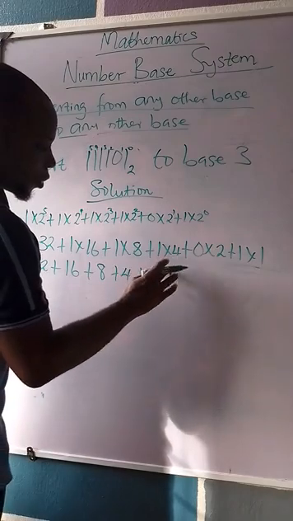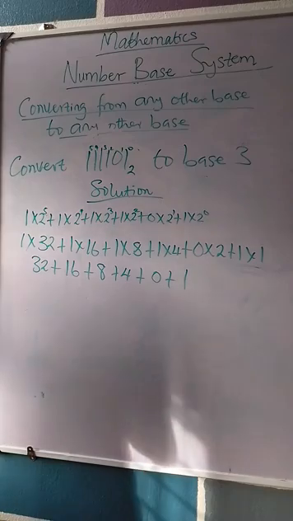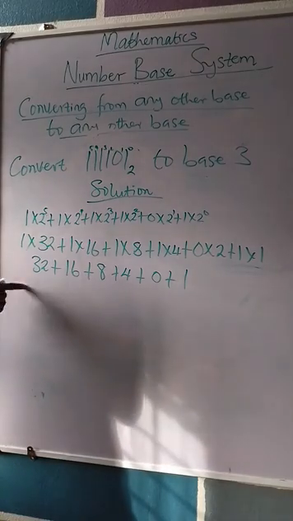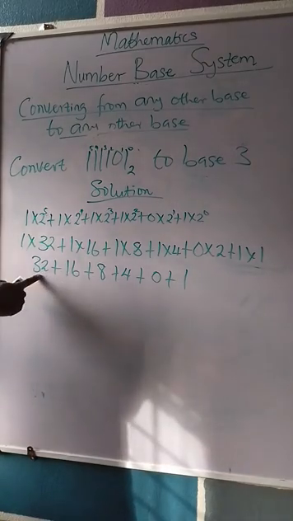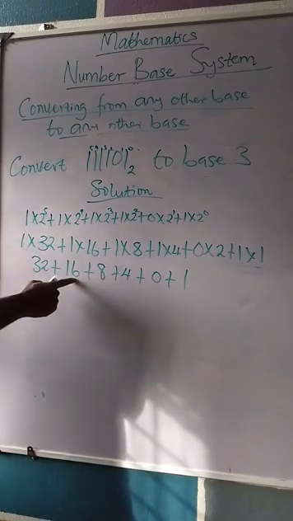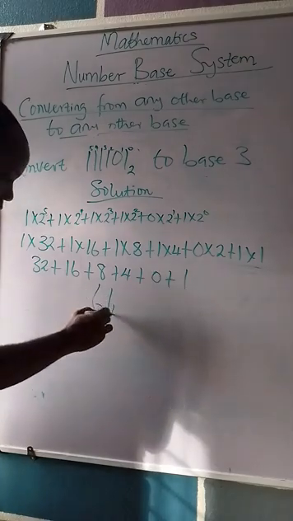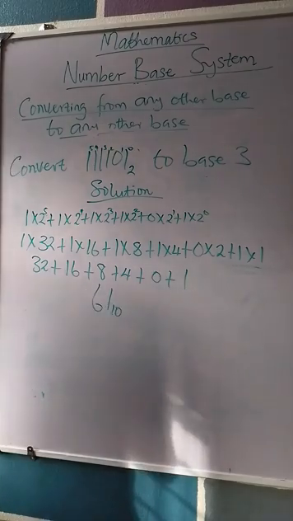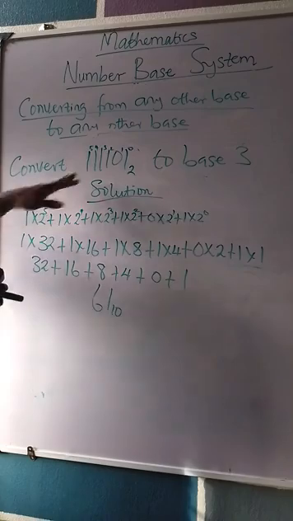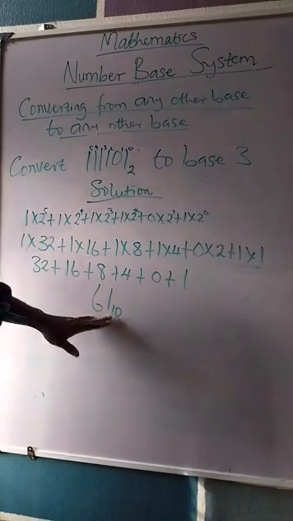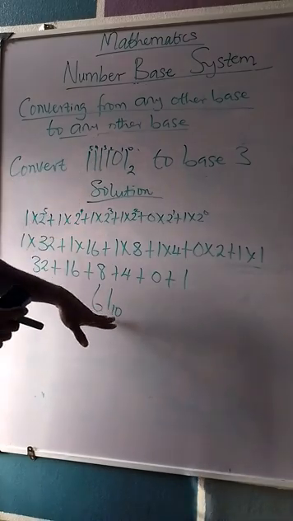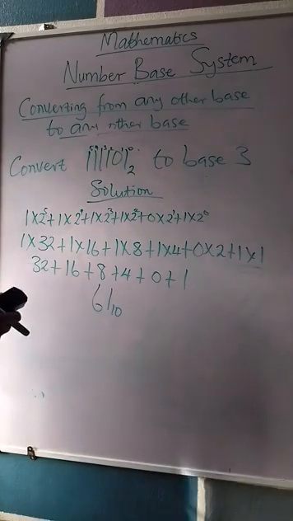Plus this time this is what? 1. And so what do I need to do next? Add all these, and convert this number to base 10. After which, what are you supposed to do? Convert from base 10 to base 3. And how do you convert from base 10 to base 3?